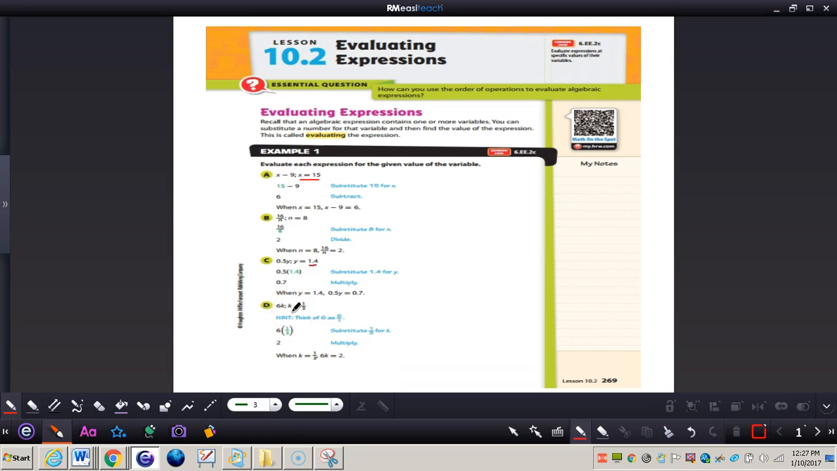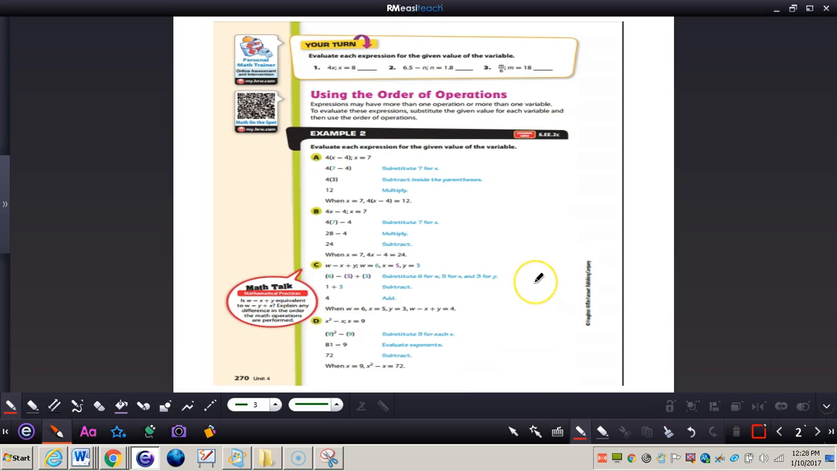Now let's take a look at letter D. 6 times k, and then k equals 1/3. So it's important to think, or a hint, think of 6 as 6 over 1. And then we can multiply 6 times 1/3, and then you have 2. So when k equals 1/3, 6 times k equals 2. So those are some examples of evaluating expressions. So let's do some together now.